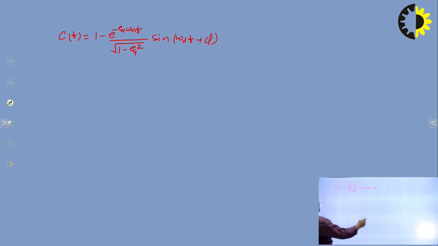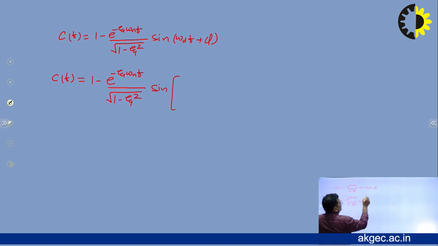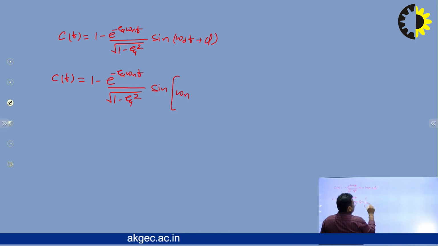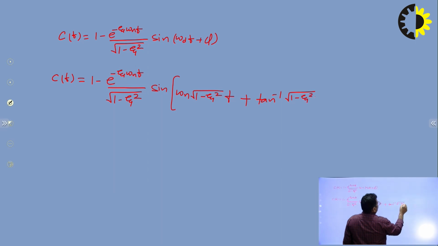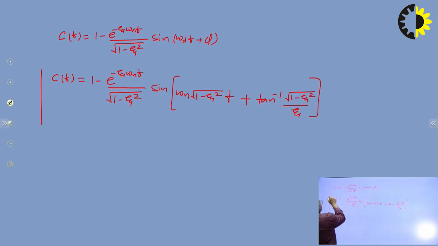Okay. Now we can put the value of phi and omega d here. So the final value of C(t), or the time response of the second order system, will be 1 minus e to the power minus zeta omega n t divided by under root 1 minus zeta square into sine. If you put the value of omega d, it is omega n into under root 1 minus zeta square into t plus phi, where we can put phi in terms of tan inverse. So it will be tan inverse of under root 1 minus zeta square divided by zeta. So this will be, we can say, the final time response of the second order system.